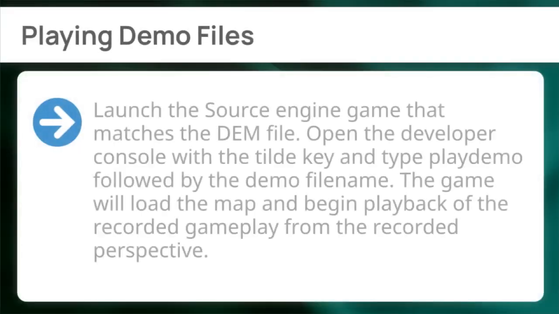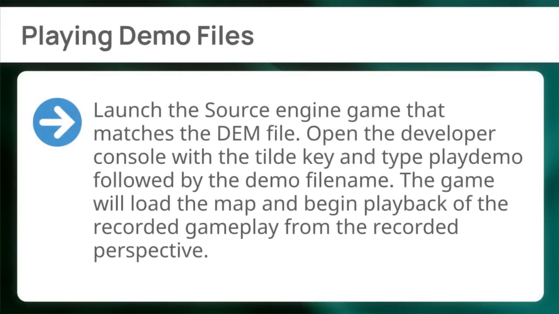First, playing demo files. Launch the Source Engine game that matches the DEM file. Open the developer console with the tilde key and type play demo, followed by the demo file name. The game will load the map and begin playback of the recorded gameplay from the recorded perspective.